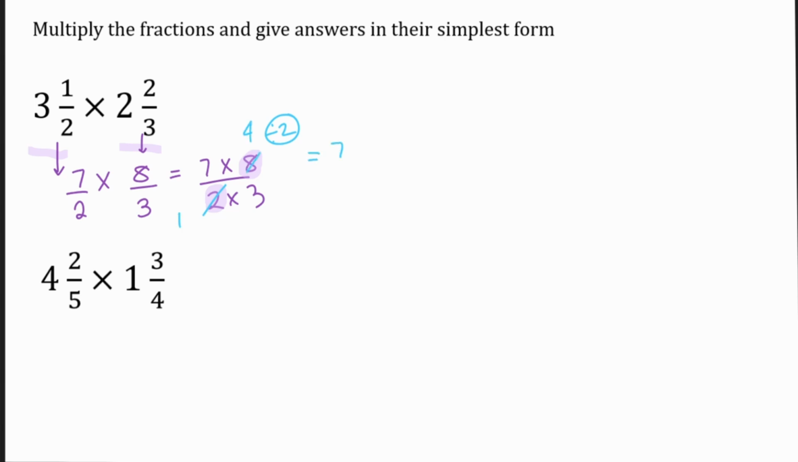So I can now rewrite this as 7 times 4 over 1 times 3, which is going to be 28 over 3. And because this is a top-heavy fraction, I can rewrite it as a mixed number, so this will be 9 and 1/3. In the second question, we are again going to convert these into improper fractions before we multiply.